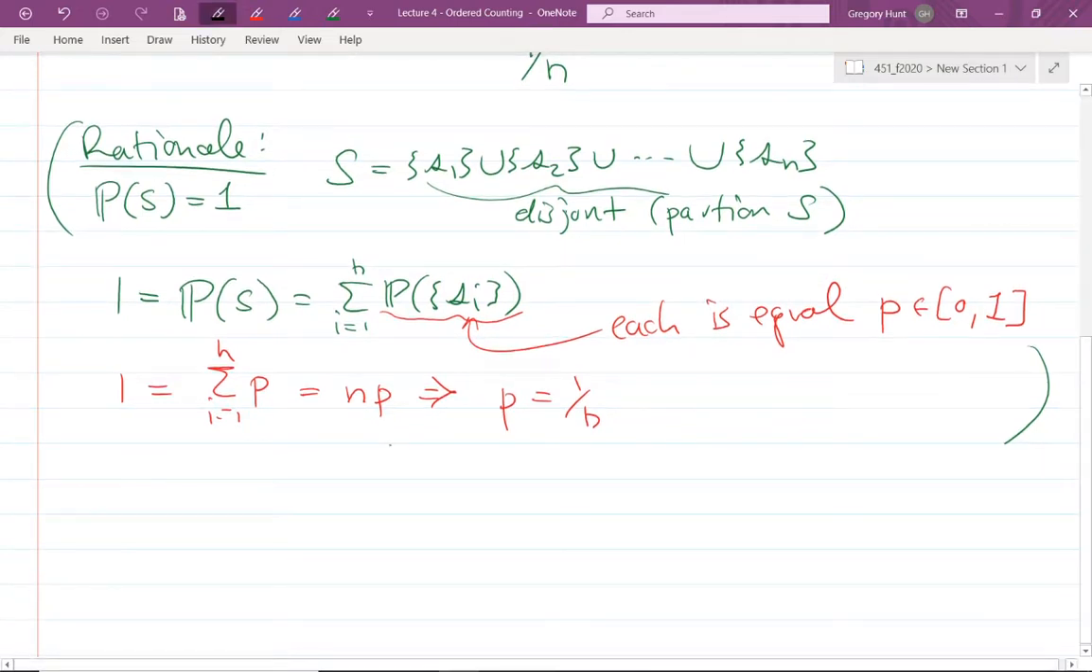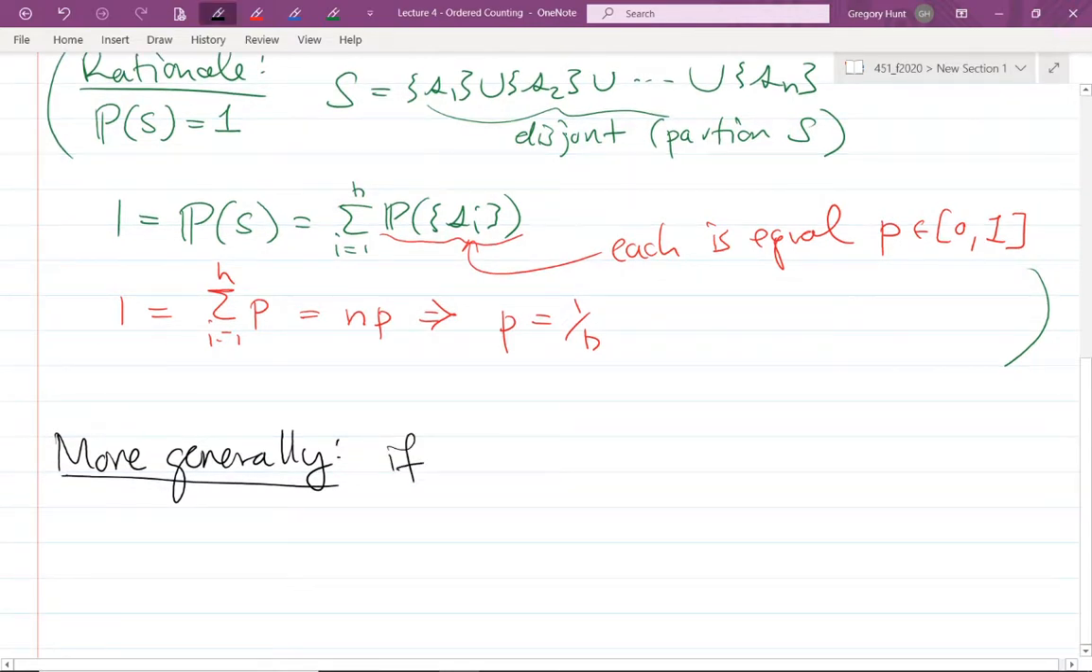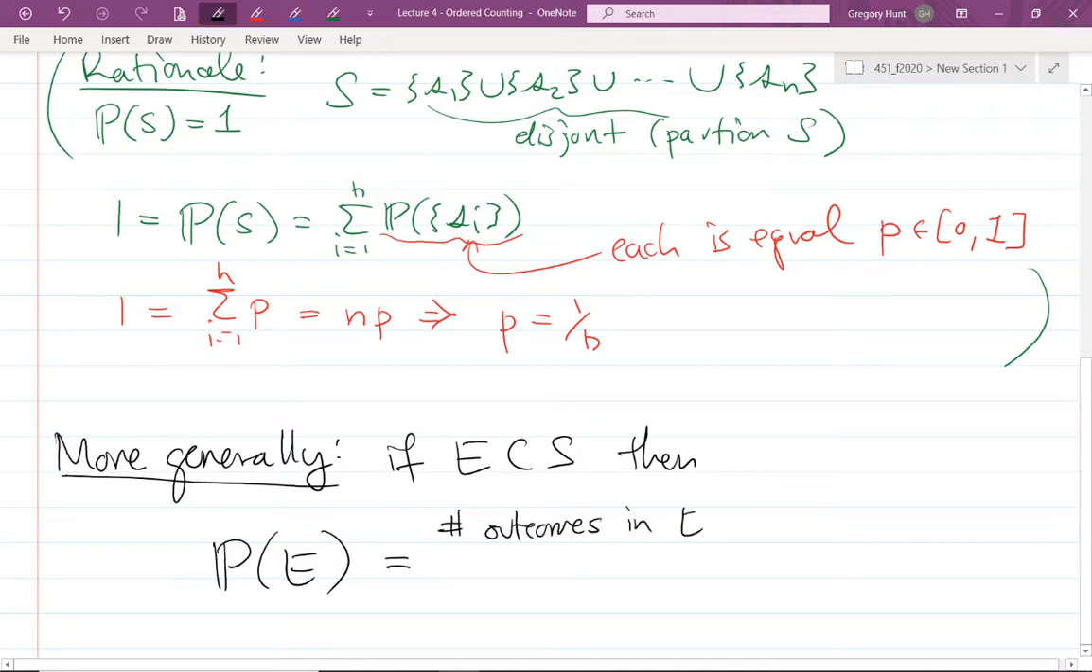Now, if we wanted to calculate the probability of any event containing just one outcome, we know it's just one over n. The more general fact, coming from our finite sample space theorem, is that if I have some event E, a subset of my sample space, then the probability of this event E is simply going to be the fraction of the number of outcomes in E divided by the number of outcomes in S.